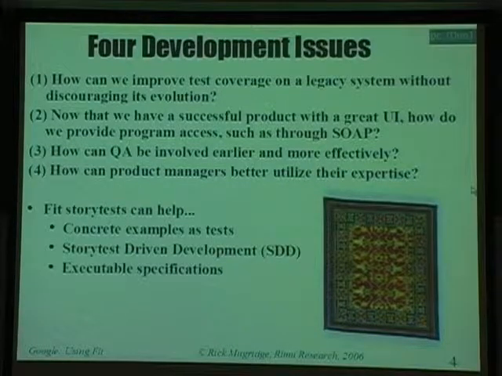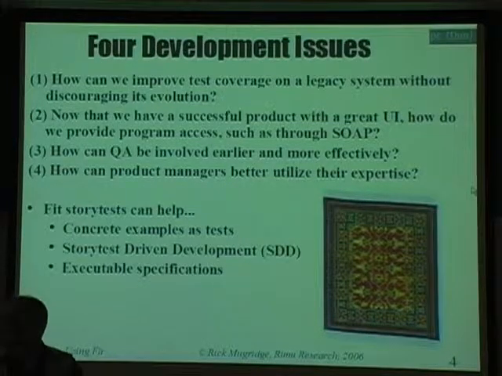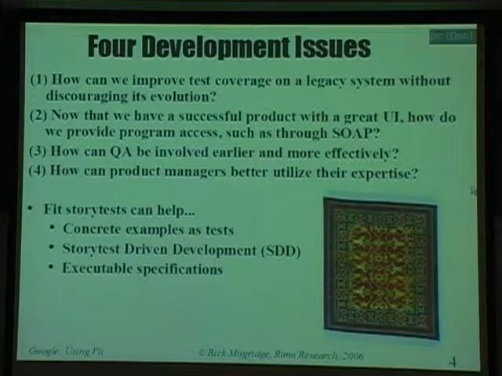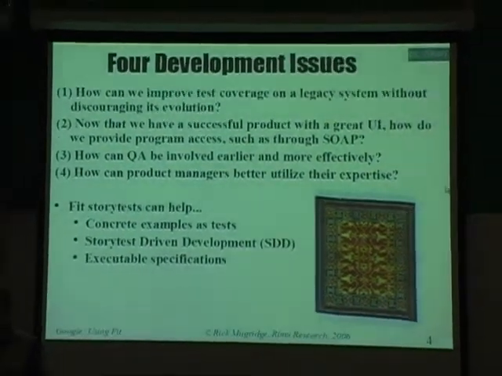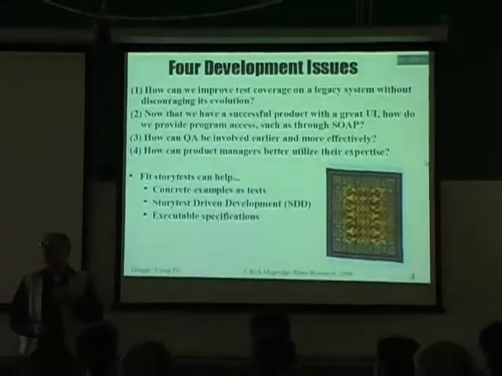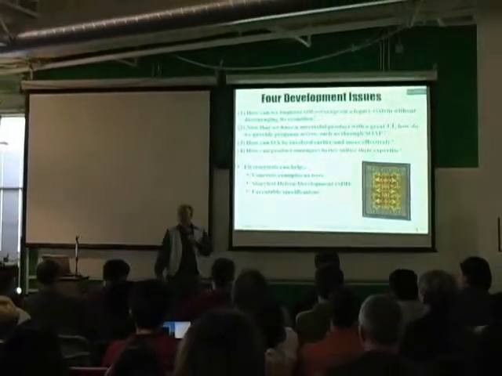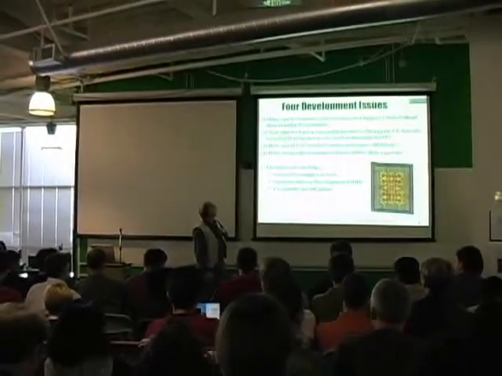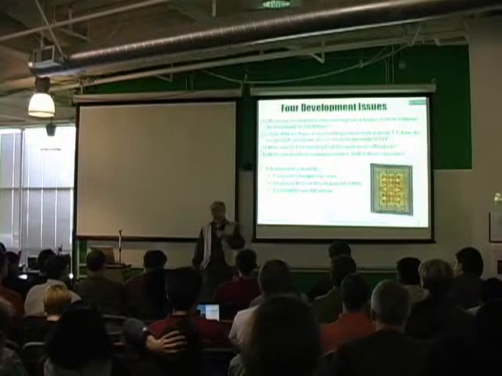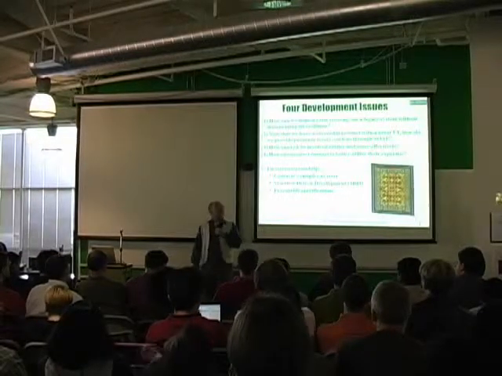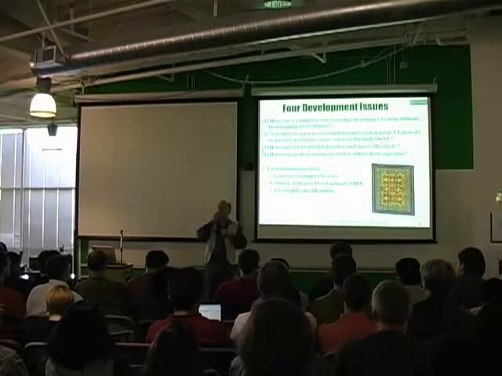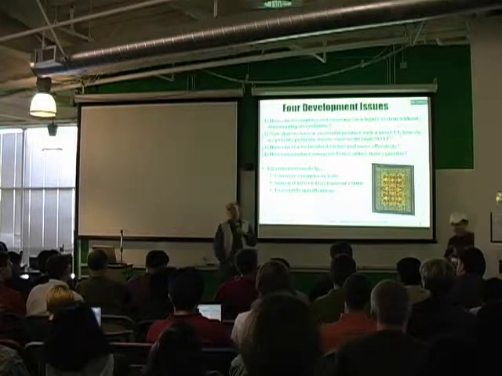The next issue is, we have a great application that's got a neat UI, so how do we supply programmatic access to it with lots of different technologies underneath? The next one is QA. It tends to happen in most shops at the end of the process, and there can be quite a delay from when a problem has actually entered the system, whether it's a misunderstanding or a bug, until it's found. So how can QA be involved earlier and more effectively? And then finally, how can project managers, BAs, product managers and the like get involved and utilize their expertise in this process more than often happens?